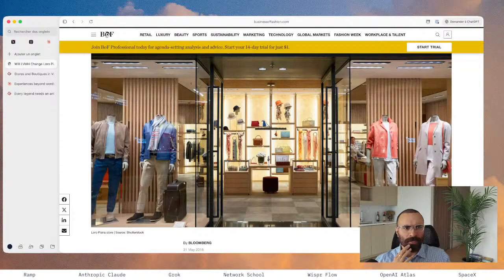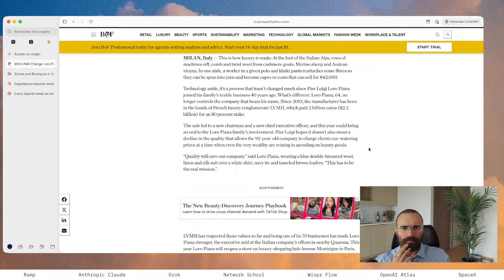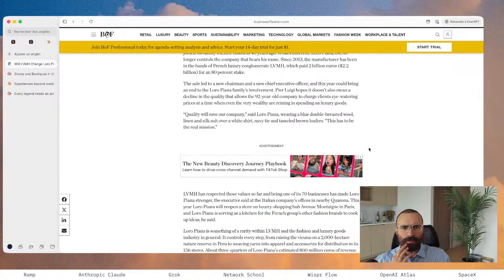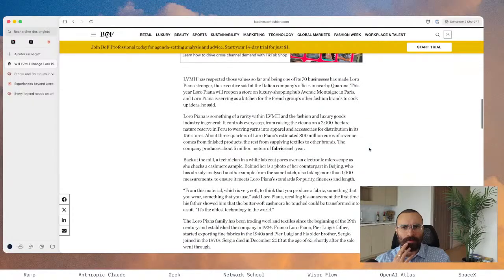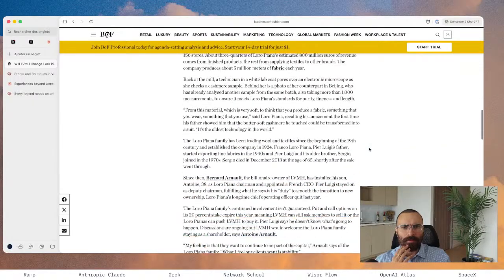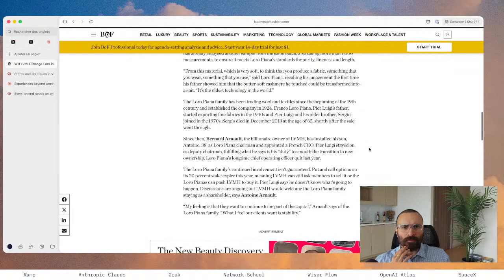Wait, this doesn't look like quite luxury. Quality will save our company. Trading wool.